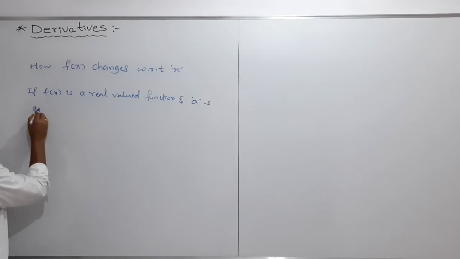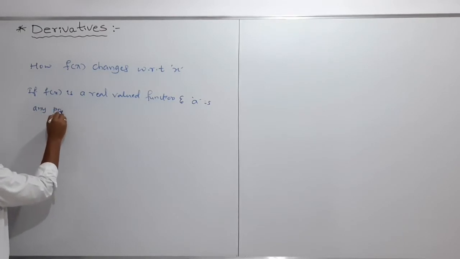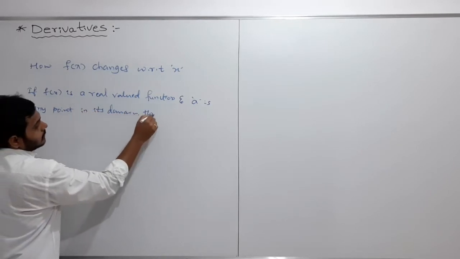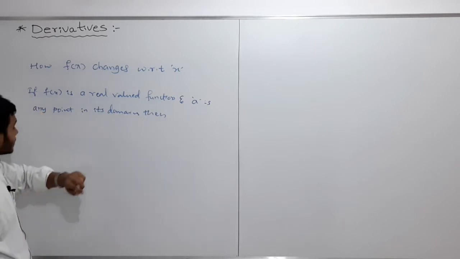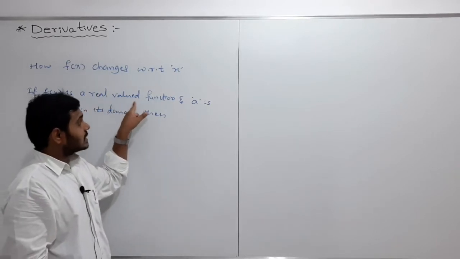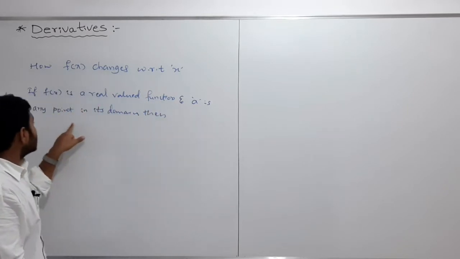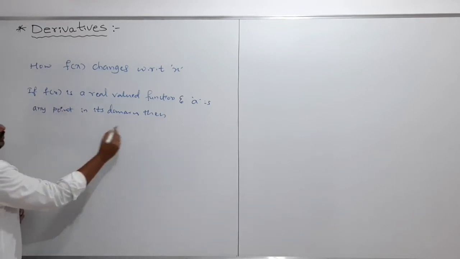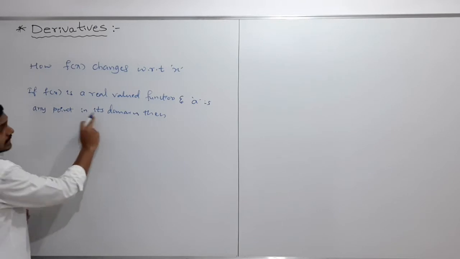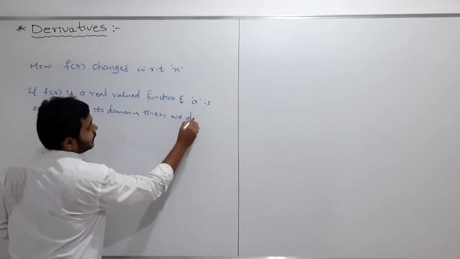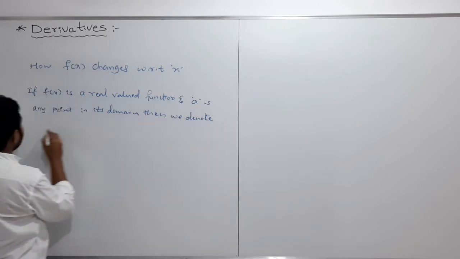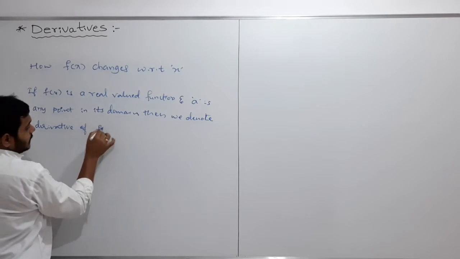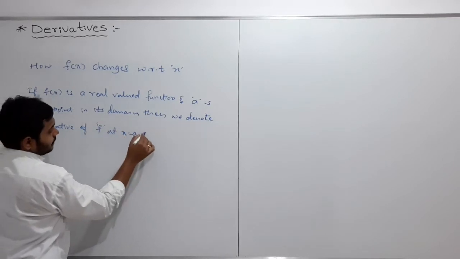So if f of x is a real valued function and a is any point in its domain, my dear students, please observe, then we can write this. First we will denote the derivative of f at x equals a.